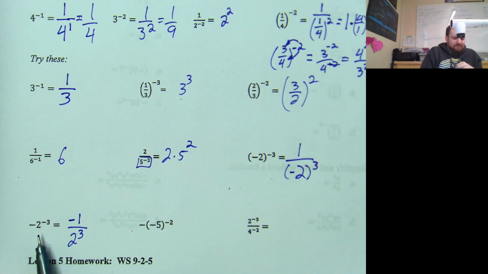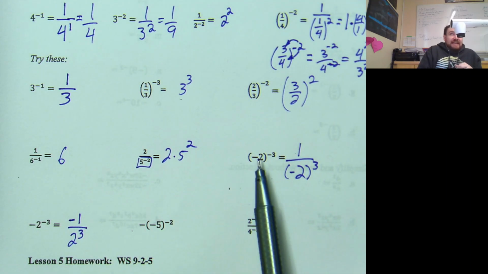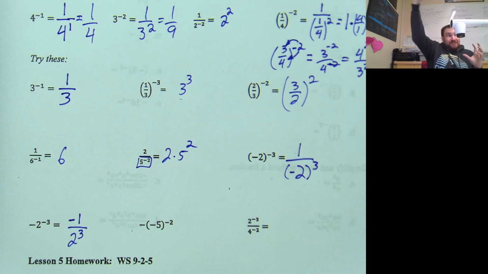Sorry? Use your words, but use them better. So you're looking at this question? The base here is 2, because the negative was included in the brackets and the exponent was outside the brackets.